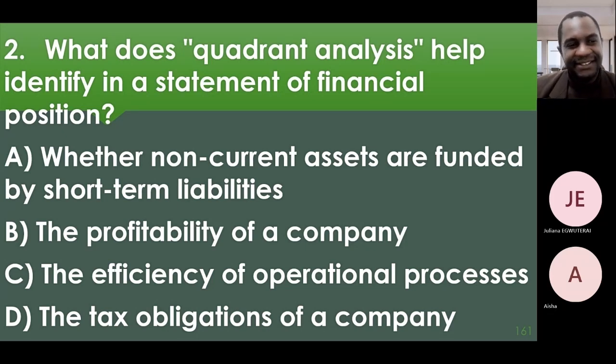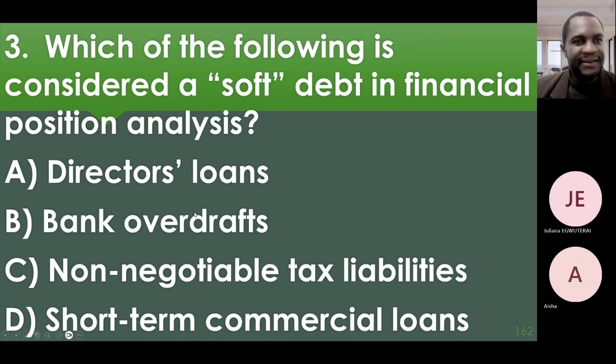So the other options are the profitability of a company, the efficiency of operational processes, the tax obligation of a company. Okay, so she picked A. Which of the following is considered a soft debt in financial statement, financial position analysis? Director's loan. I know this one. So that was fast. All right, A.